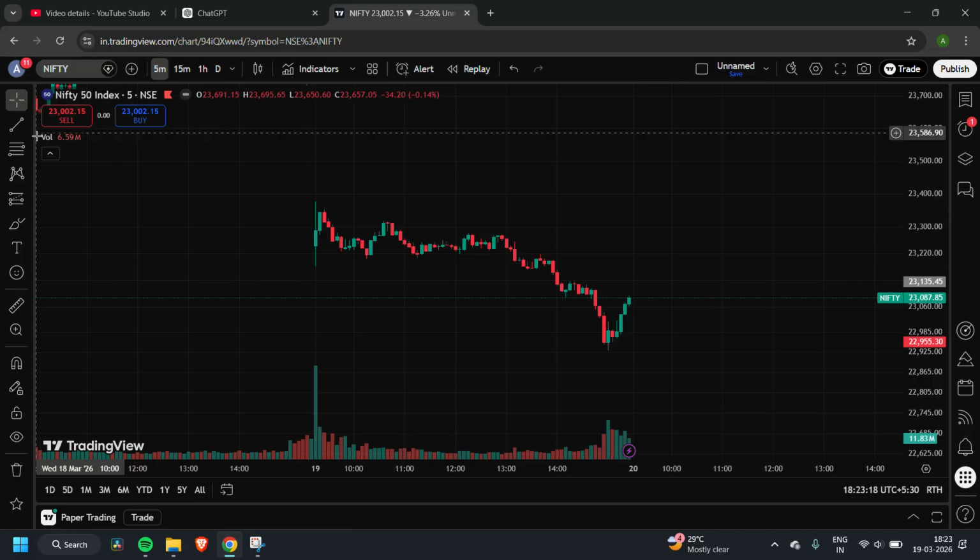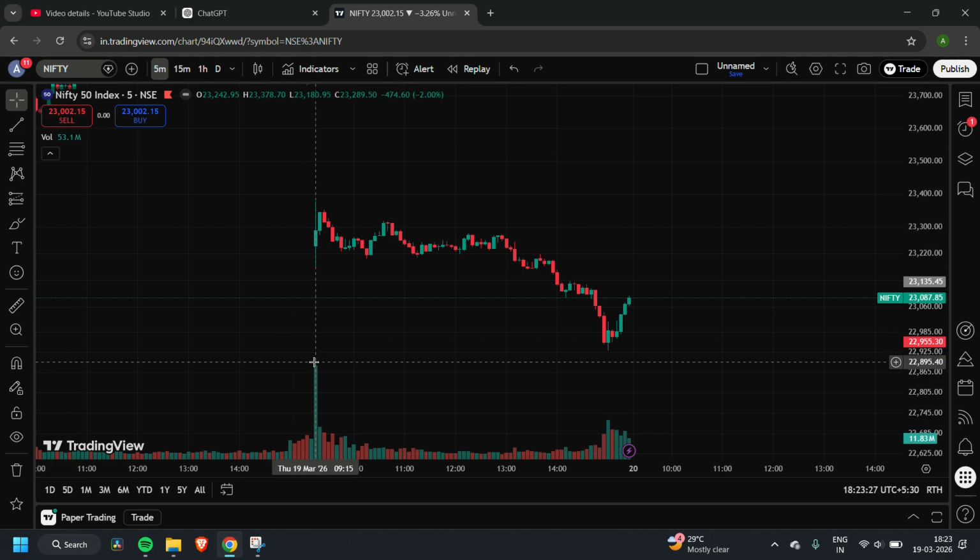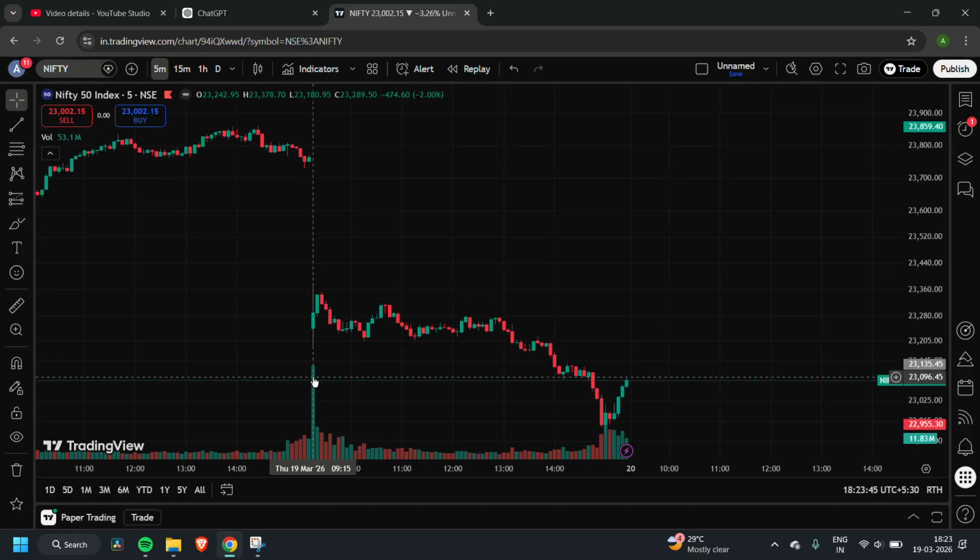And if you see here, you will see the volume. What is the volume? Whether there is higher volume or lower volume, you can see here. So if my cursor is on that volume bar, you will see that the volume shows 53.1 million. That candle made 53.1 million volume, which means that this candle is made by the buyers, right? That is why this candle is green.